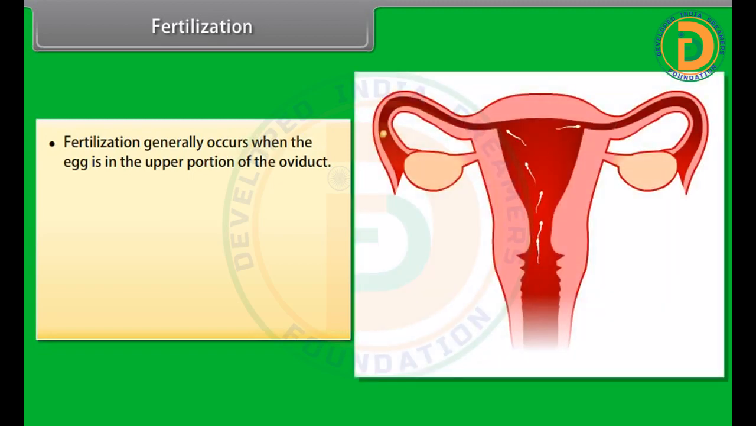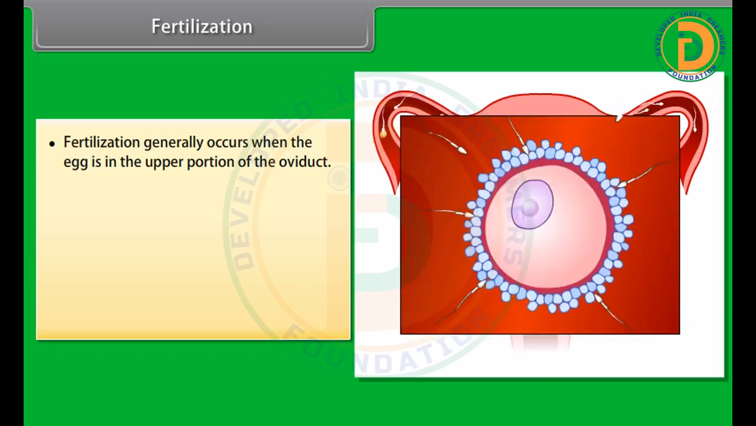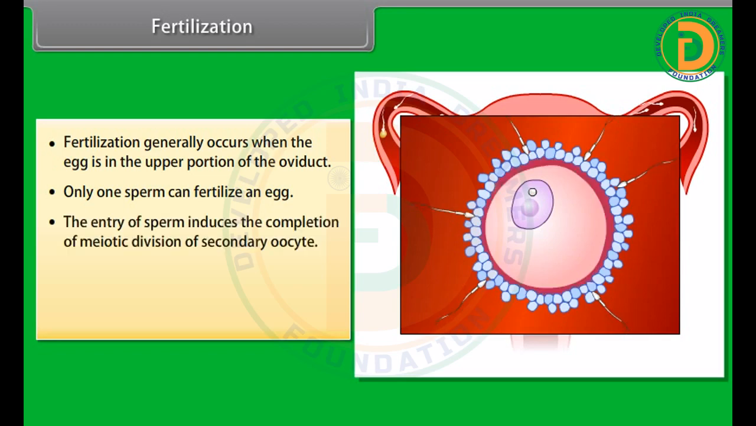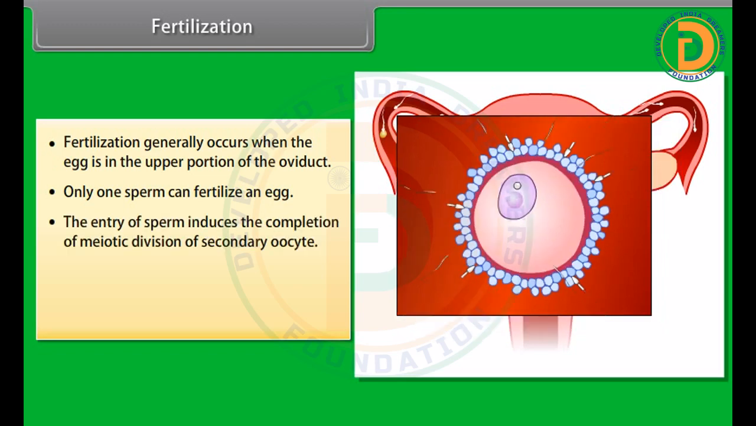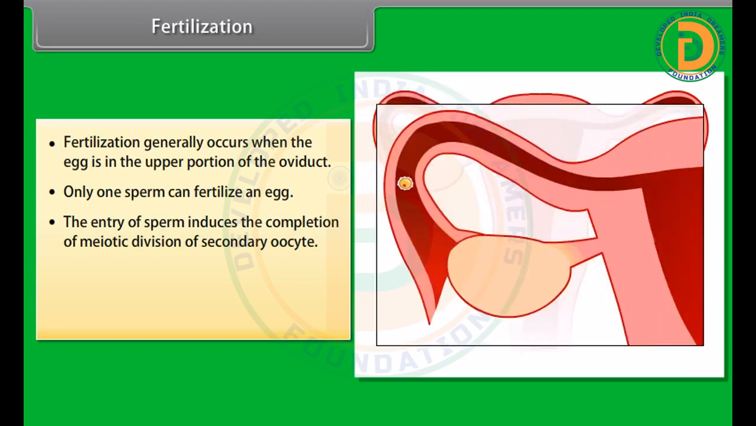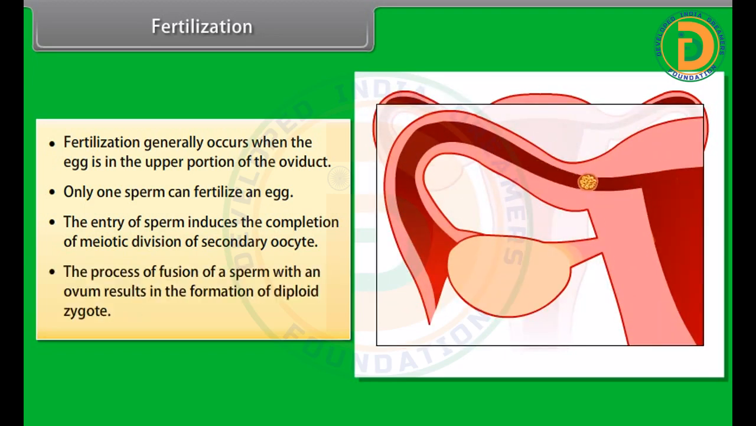Fertilization. Fertilization generally occurs when the egg is in the upper portion of the oviduct. Only one sperm can fertilize an egg. The entry of the sperm induces the completion of meiotic division of the secondary oocyte. The process of fusion of a sperm with an ovum results in the formation of a diploid zygote.